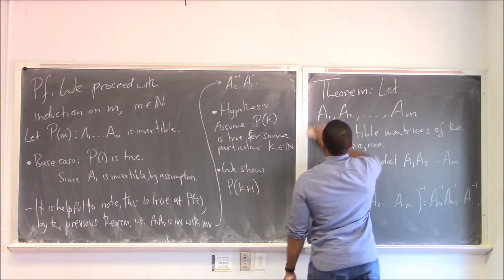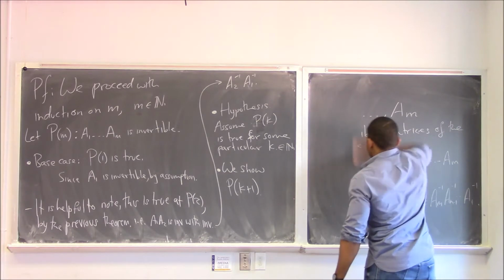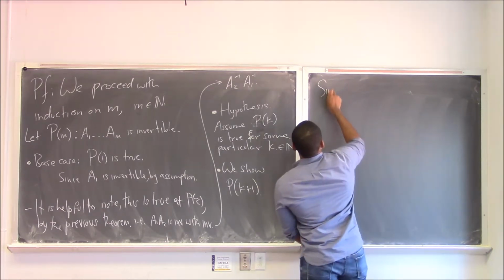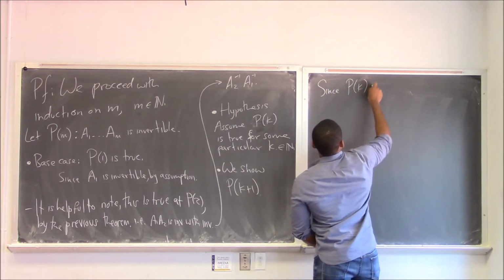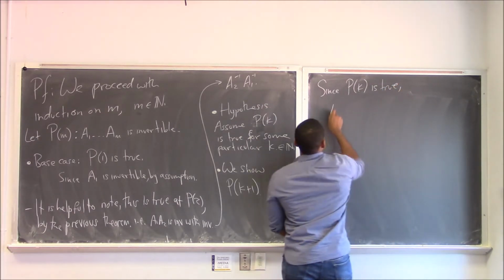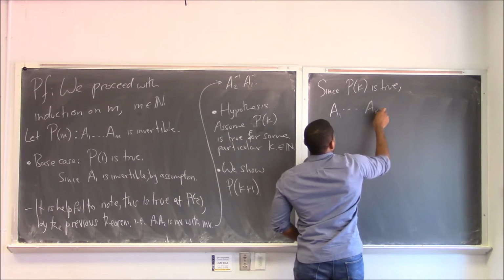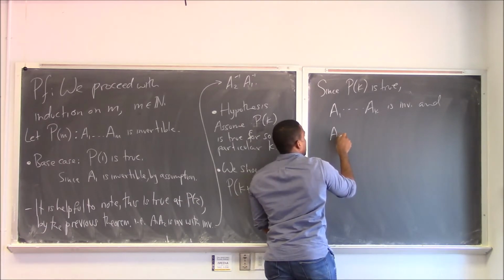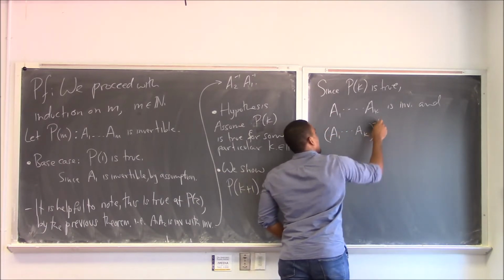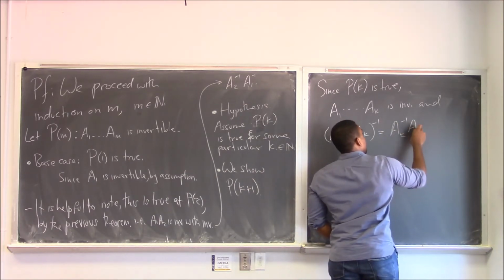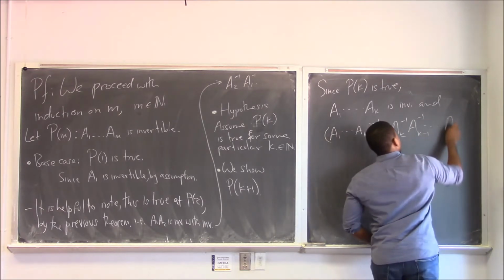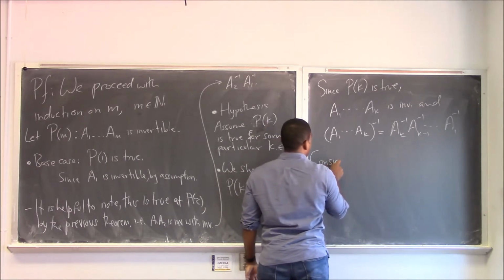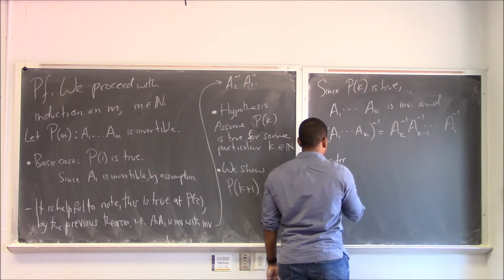Okay, so how are we going to prove that this list is now invertible? Since P(k) is true, that means if I multiply A1 through Ak, it is invertible, and I know what its inverse is: the product of the inverses in the opposite order. Consider now if we had one more matrix.